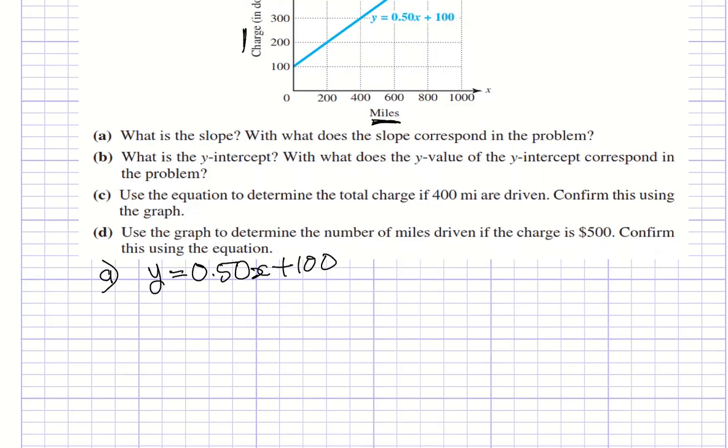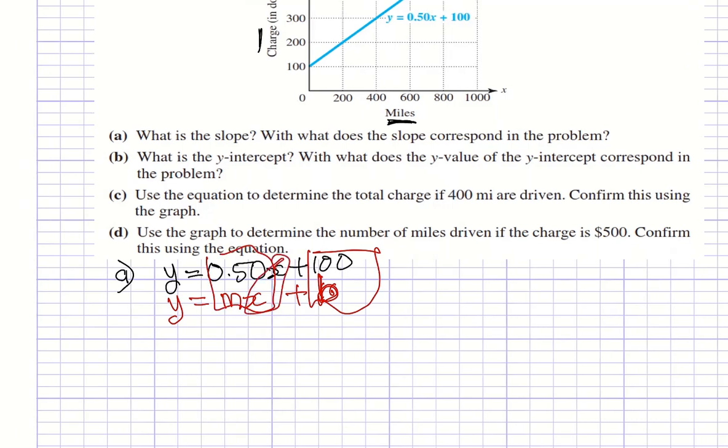Question A says, what is the slope? With what does the slope correspond in the problem? Now remember, the equation is already in slope-intercept form: y equals slope times x plus b, where b is the y-intercept. If you compare that, you see x there, so the slope is actually 0.50.